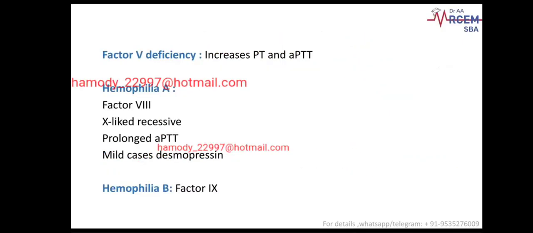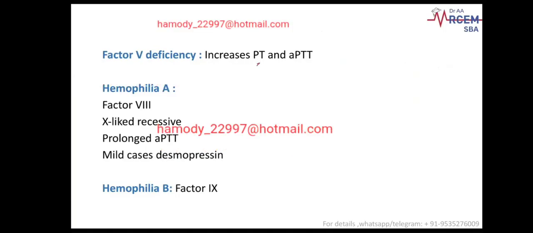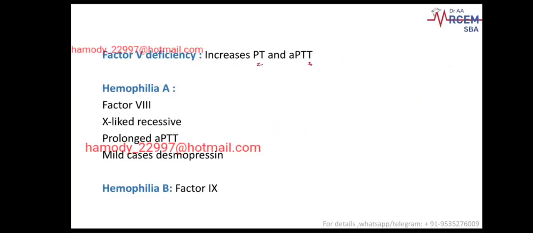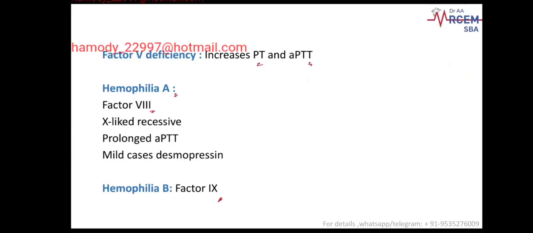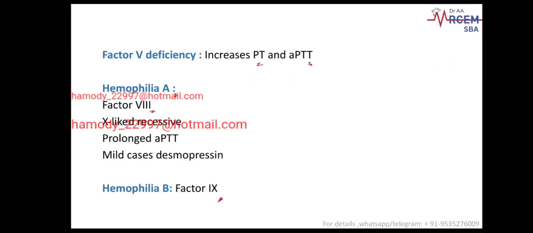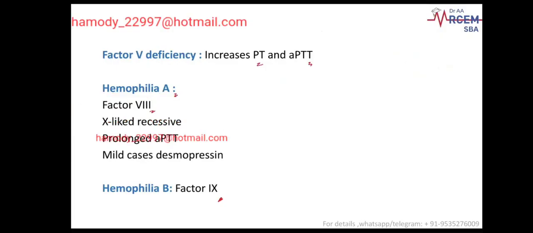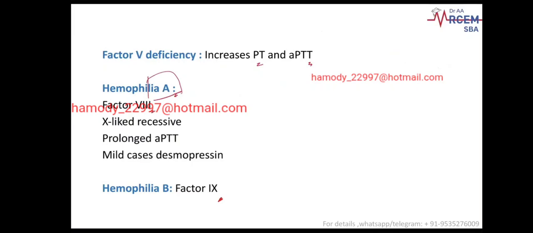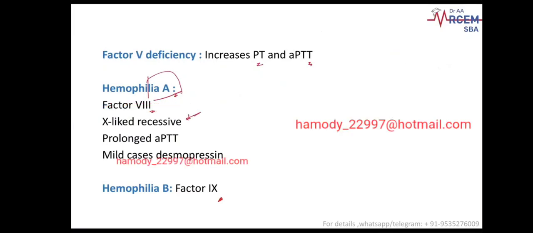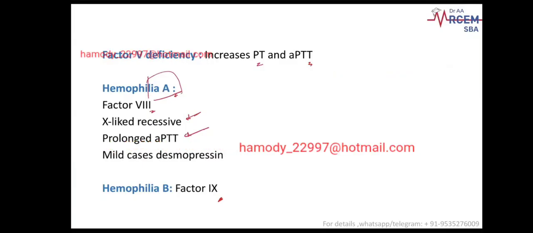Factor 5 deficiency will cause prolongation of both PT and APTT. In hemophilia A, factor 8 deficiency will be there. In hemophilia B, factor 9 deficiency will be there. Out of these, which one is more common? Hemophilia A is much more common compared to hemophilia B. Hemophilia A is an X-linked recessive disorder which causes a prolonged APTT.